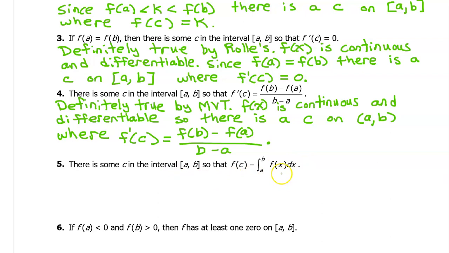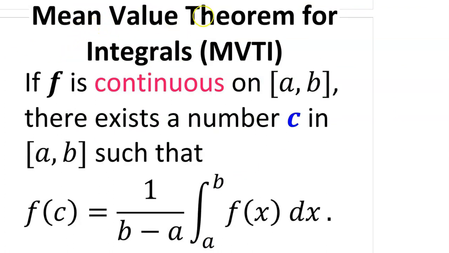There's only one of our 5 theorems that involves an integral. Let's take a look. The mean value theorem for integrals says that if f is continuous on the closed interval from a to b, then there is a number c where f at c is equal to 1 over b minus a times the integral from a to b of f of x dx.